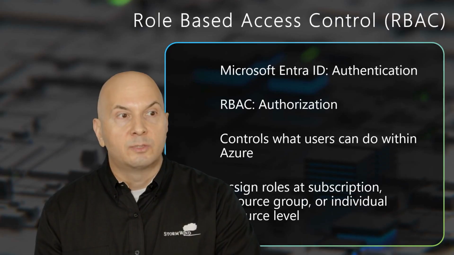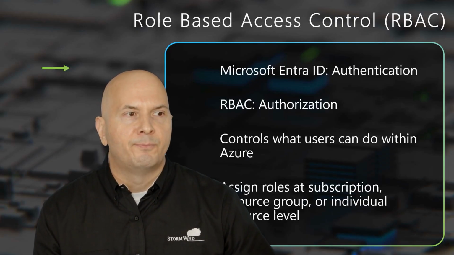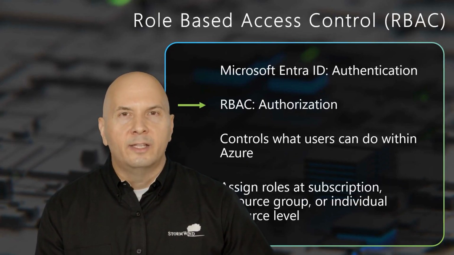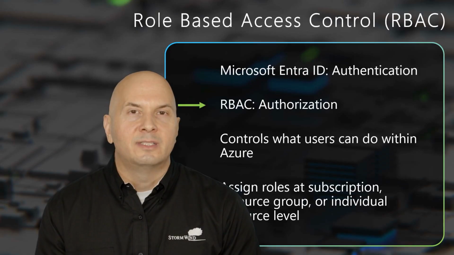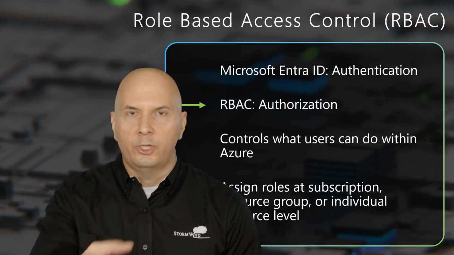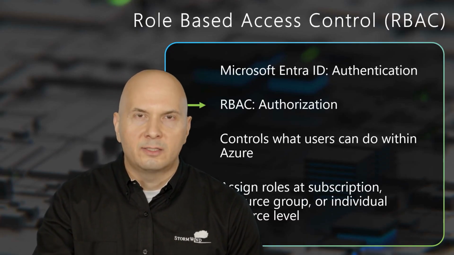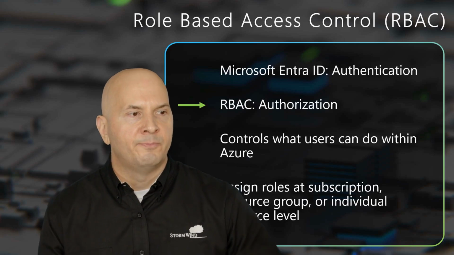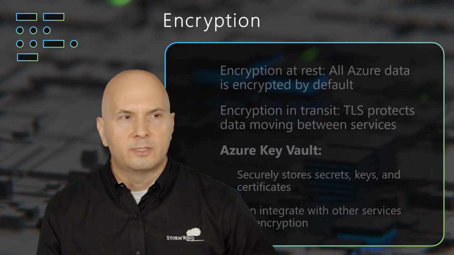Now, here's a couple things. When it comes to permissions in the security conversation, Microsoft Entra ID is for authentication, and then RBAC is for authorization. So RBAC is role-based access control. And this is how we essentially say, you are allowed to do this. We know who you are because you're authenticated. You have access to this resource group, or you have access to this subscription and all the resources that are within it.